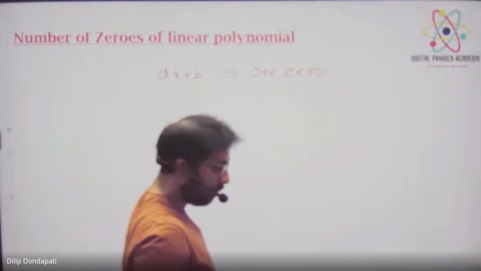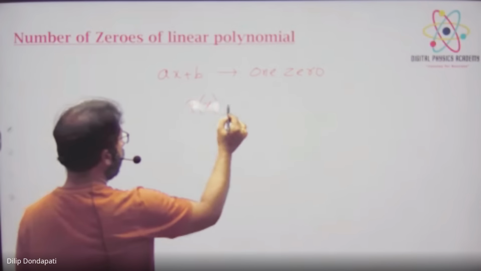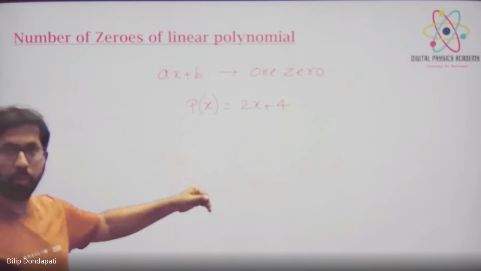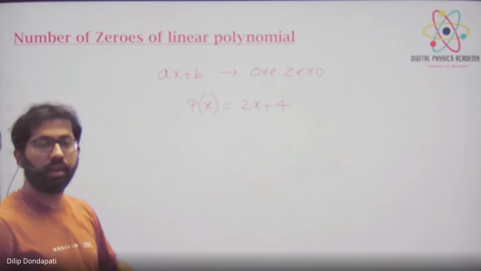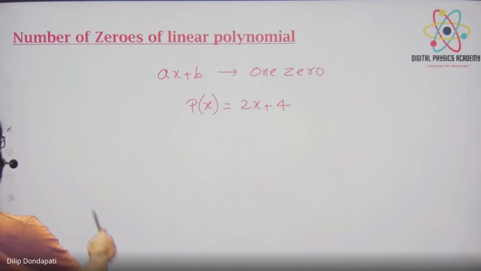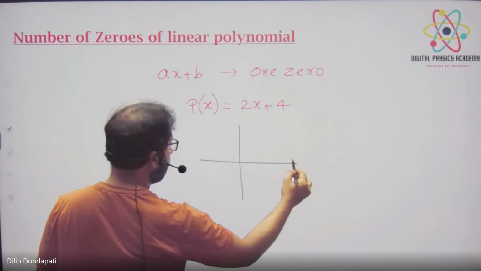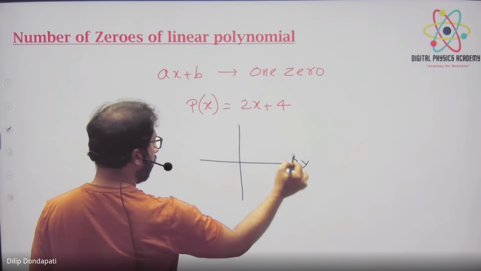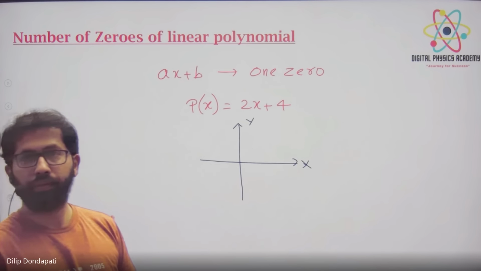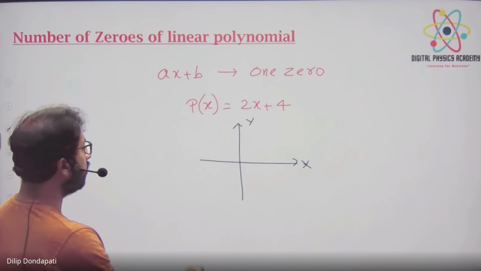How to find? Suppose I give the polynomial example, p of x is equal to 2x plus 4. Now in the notebook, just draw the graph and tell me how many zeros are there. You know the graph, right? How to draw it? Simply x axis, y axis. Draw by making a table. How will they ask in the exam? You will understand.